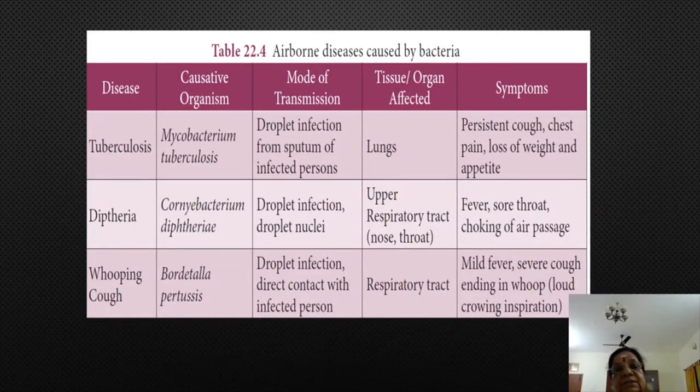Now next one, it is airborne diseases by bacteria. First virus, next bacteria, where tuberculosis, again Mycobacterium tuberculosis, diphtheria, Corynebacterium diphtheriae, whooping cough, Bordetella pertussis. Mode of transmission, all of them droplet infection. Tissue affected, again lungs, upper respiratory tract, that is nose and throat. Whooping cough, the full respiratory tract will be affected.